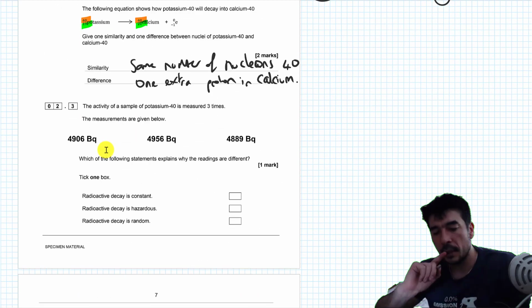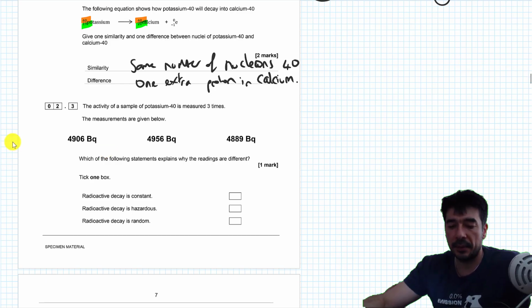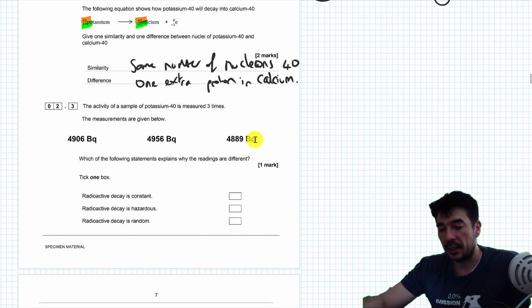Okay. The activity of a sample of potassium-40 is measured 3 times, and the measurements are given below. So you've got 4906, 4956, 4889 becquerel. Bq stands for becquerel. Which of the following statements explains why the readings are different? Tick one box. Again, it's one box, so read them all.